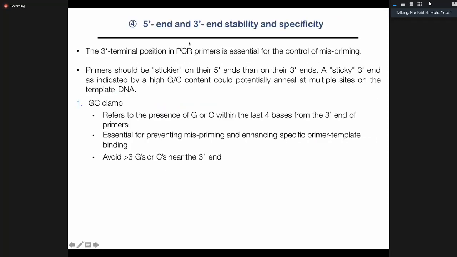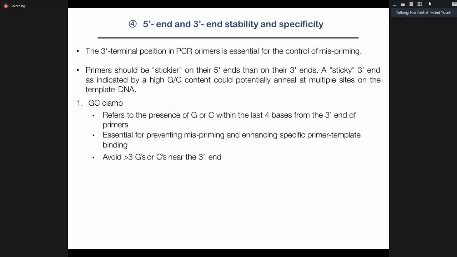5' end and 3' end stability and specificity. The 3' terminal position is essential to control mispriming. Primer should be stickier at the 5' end than the 3' end. A sticky 3' end is indicated by a high GC content. As I mentioned earlier, you should avoid too high GC content at the 3' end as compared to the 5' end.